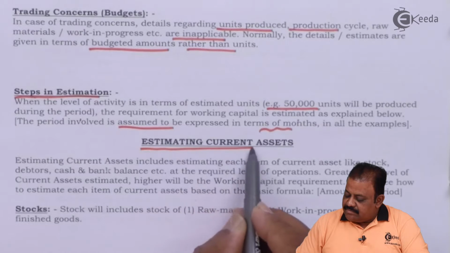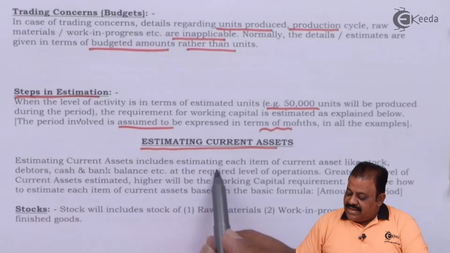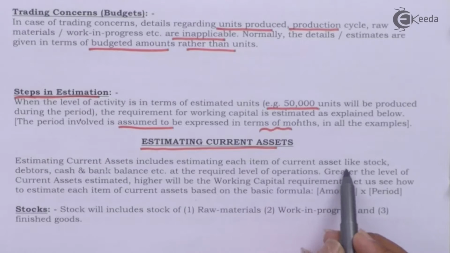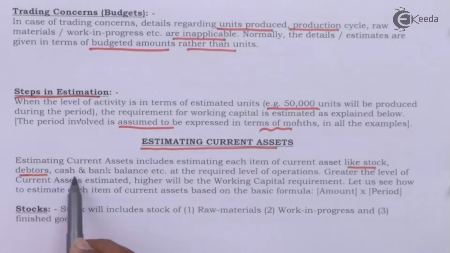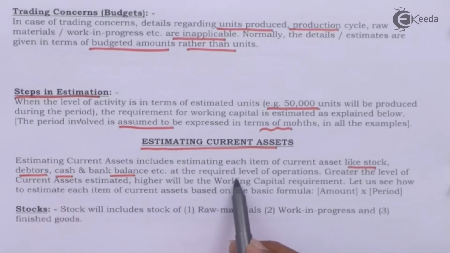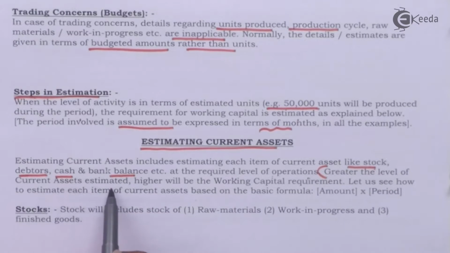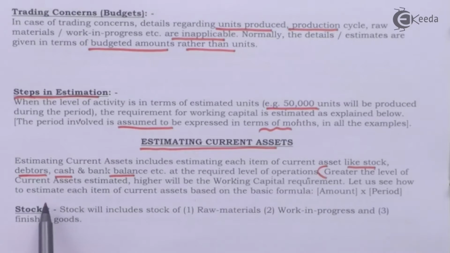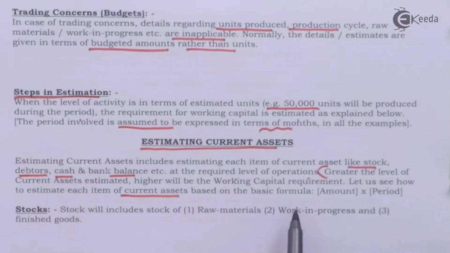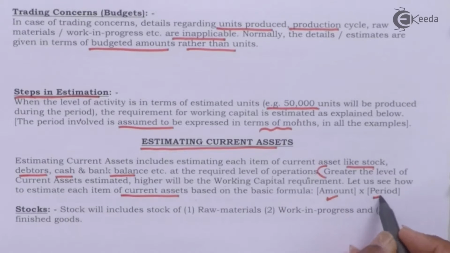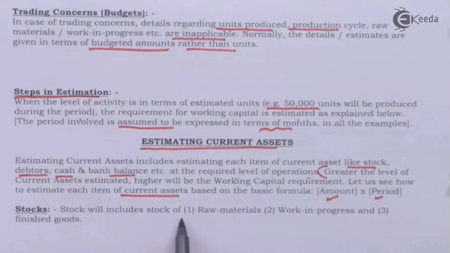Estimating current assets. Estimating current assets includes estimating each item of current asset like stock, debtors, cash, and bank balance at the required level of operations. The greater the level of current assets estimated, the higher will be the working capital requirement. Let us use different formulas to find out current assets based on the information given in the question, that is amount and period. Stock. Stock will include stock of raw material, work in progress and finished goods.